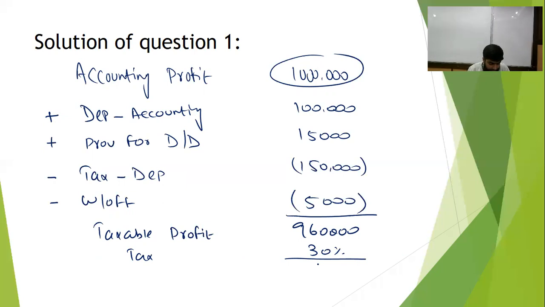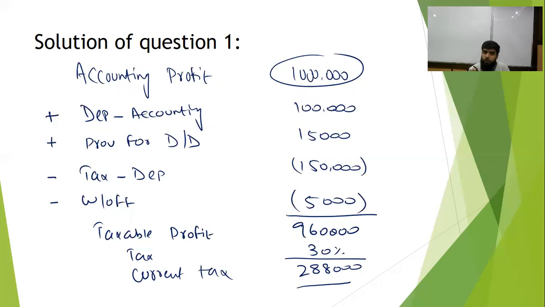So 9,60,000 at 30% is 2,88,000. What is that? That is the current tax. Tax calculated on taxable profit is known as current tax. So we calculated the current tax for the year.